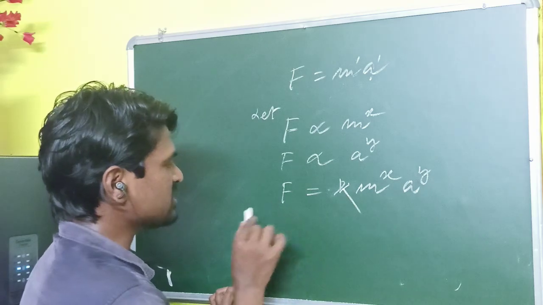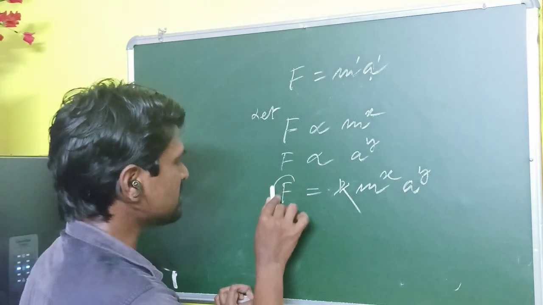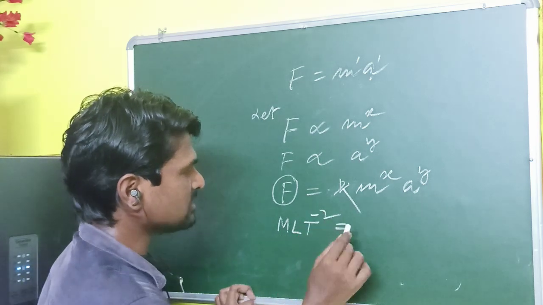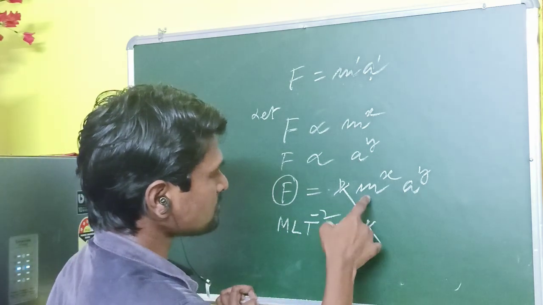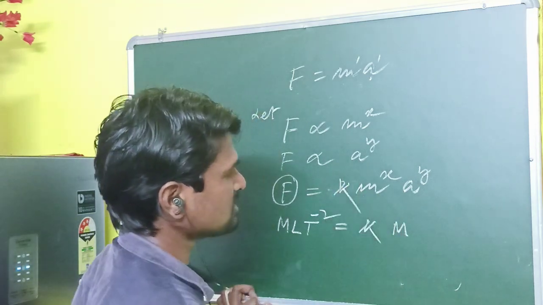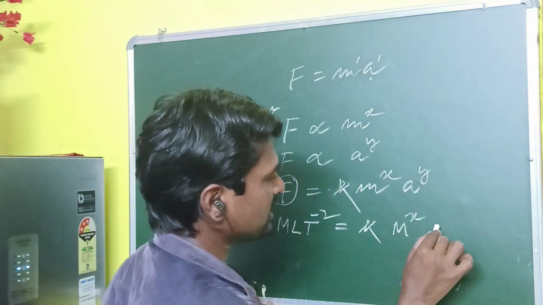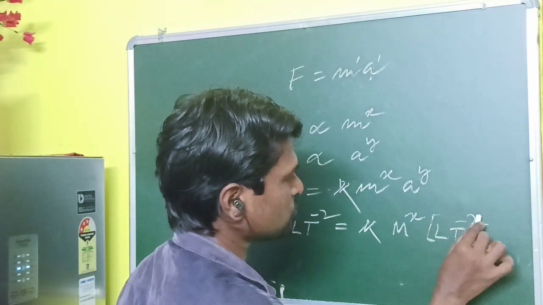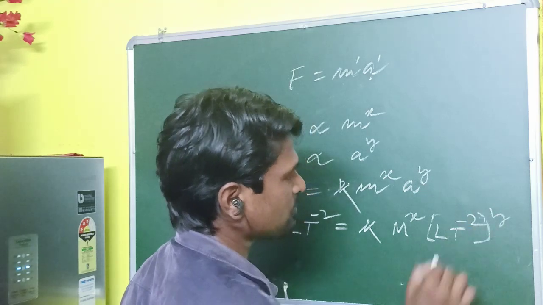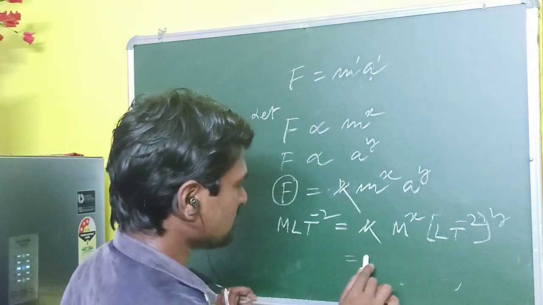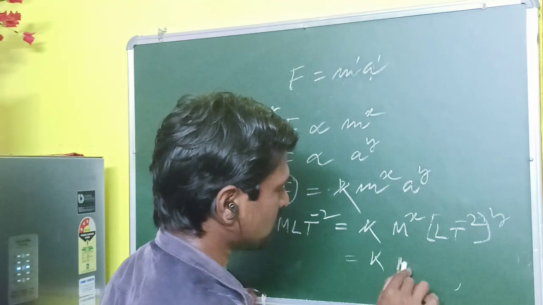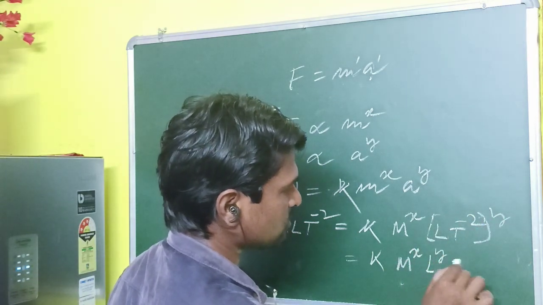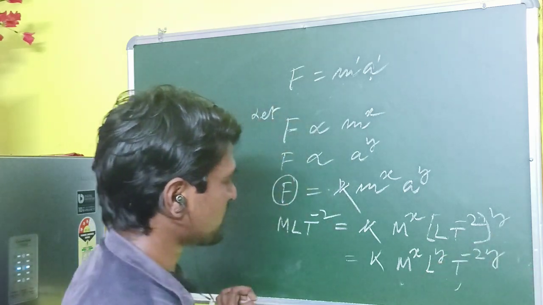So what is the dimension? Here you have to apply the dimension of force, that is M L T to the power of minus 2, and this equals k times the dimension of mass, that is M to the power of x, and the dimension of acceleration, that is L T to the power of minus 2, all to the power of y. Simplifying, we get M to the power of x, L to the power of y, and T to the power of minus 2y.